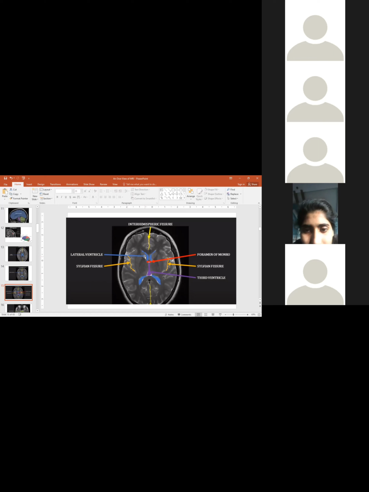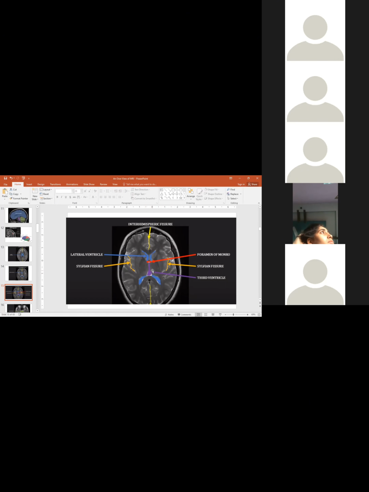Now, going forward, we can appreciate this interhemispheric fissure. Then we are seeing the lateral ventricles there, anterior horns. Then the foramen of Monroe. We are seeing the foramen of Monroe. Then these yellow lines, they are Sylvian fissures, and this is the third ventricle.